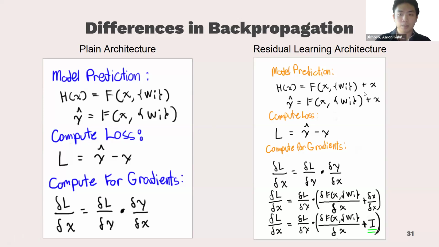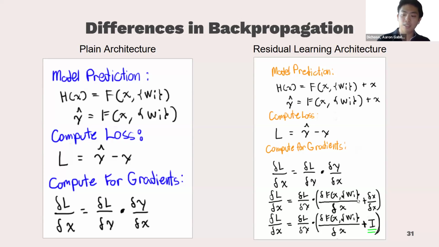However, here for residual learning, we have this additional term plus x now. So this affects the computation of gradients for backpropagation as such. Here we still have the main base function. These two are very similar. However, if we look back, what is y in this model prediction? This y refers to the predictions, so it is f of x plus x. So I just write that down here.